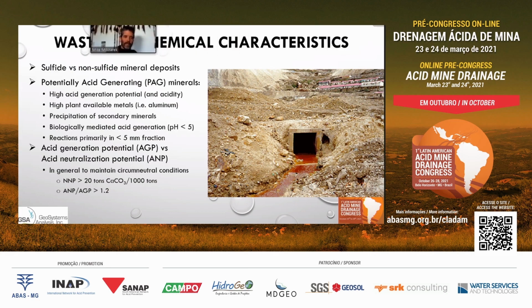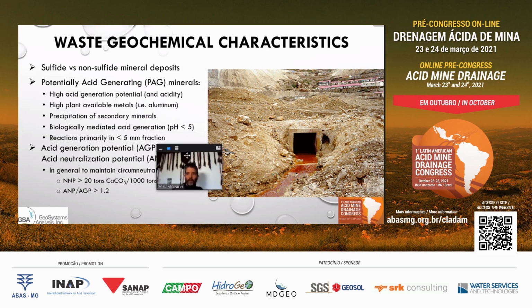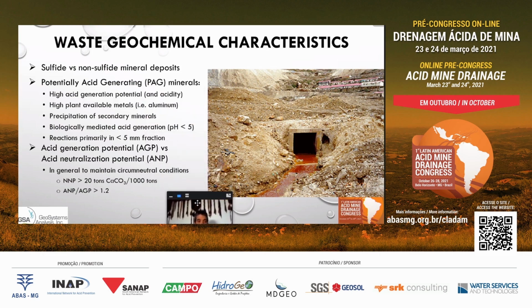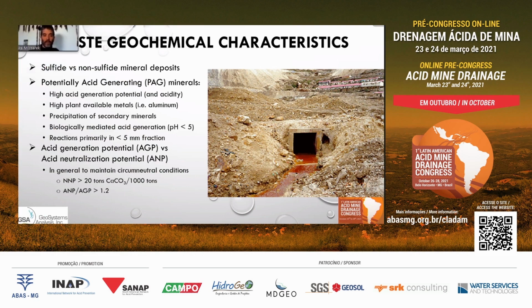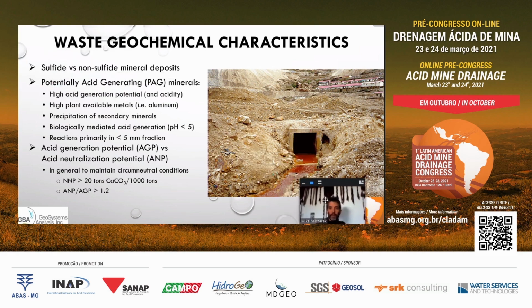One thing I just want to point out is that there's going to be a lot of discussion about acid-base accounting and static tests. In general, if you want to keep your material neutral, you want to have a net neutralization potential above 20 tons of calcium carbonate per 1,000 tons, or at least a ratio of neutralization potential to generation potential of 1.2. In some cases we try to keep it above 2.